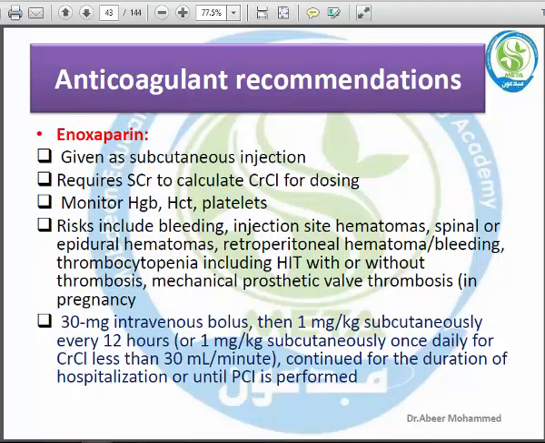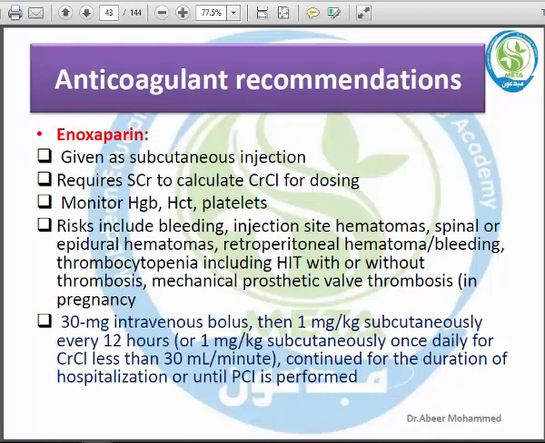Regarding enoxaparin, or low molecular weight heparin, we give it as a subcutaneous injection, but it requires the serum creatinine. We must know the serum creatinine to calculate the creatinine clearance, because we have different doses for good renal function and for renal impairment. Also, we should monitor the hemoglobin, hematocrit, and platelets. Risks of enoxaparin include bleeding, but less than unfractionated heparin, injection site hematomas, spinal or epidural hematomas, and so on.